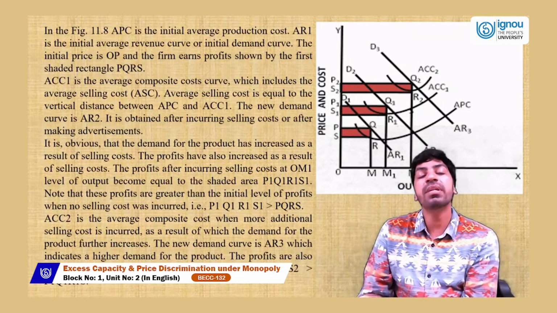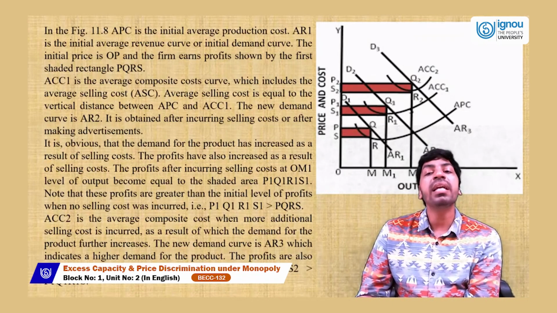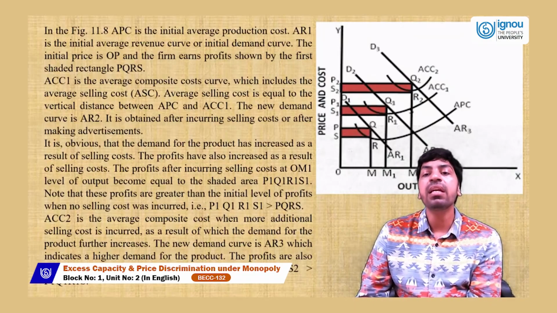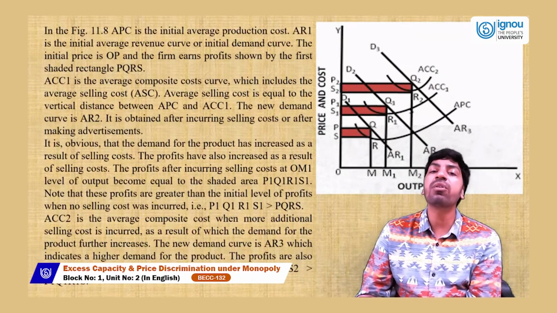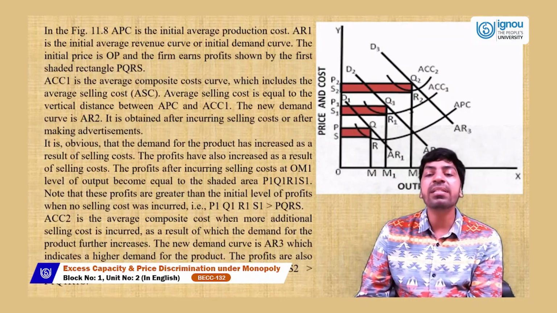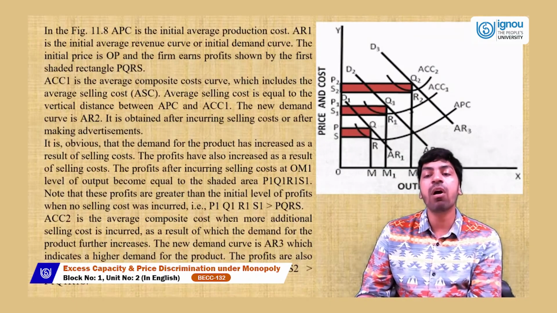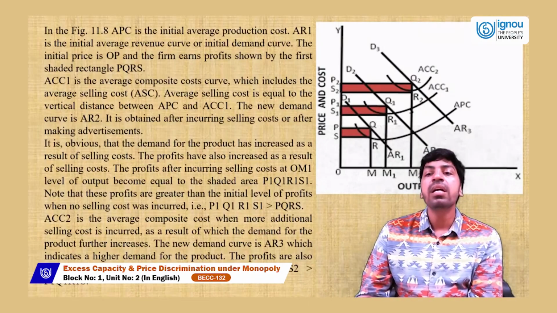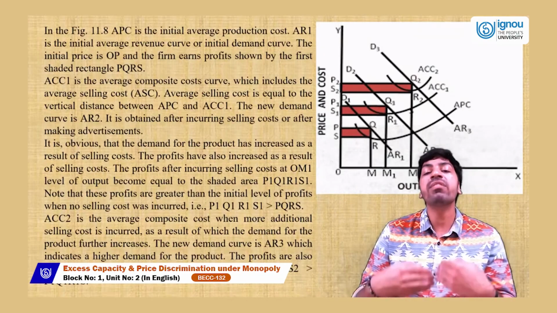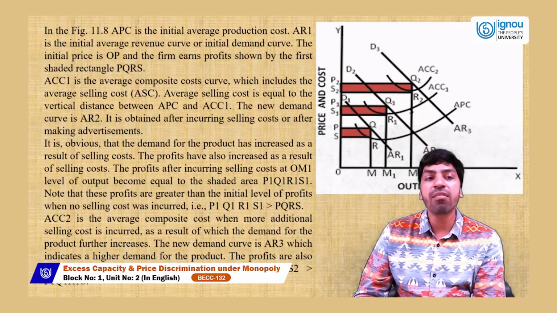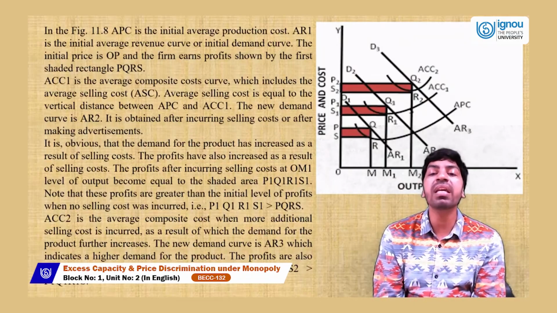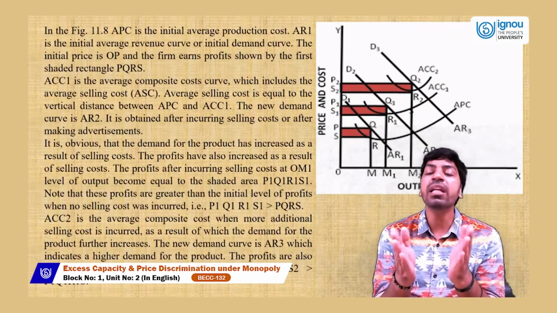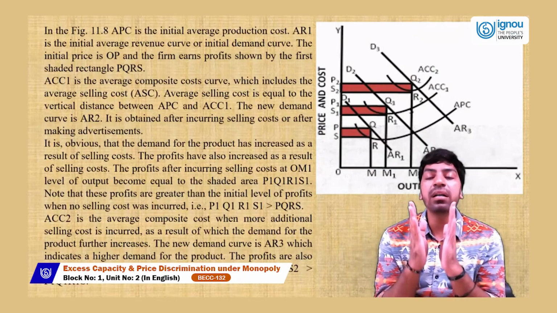So let's begin with the explanation of this main diagram. ABC is the initial average cost curve shown in the figure, that is the average production cost, and AR1 is the initial average revenue curve, or we can say the initial demand curve. The initial price is OP, and the firm is earning profits shown by the rectangular area, the red mark, PQRS. This area shows that the firm is earning profits.